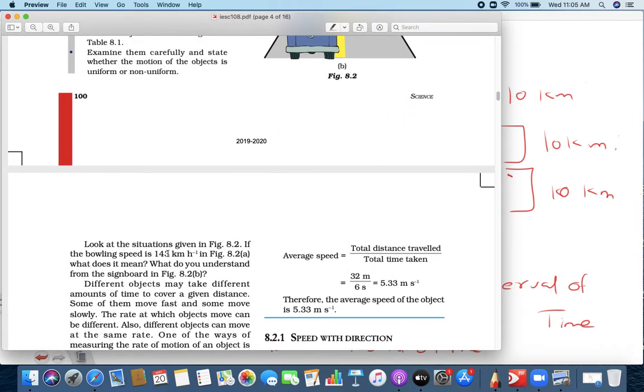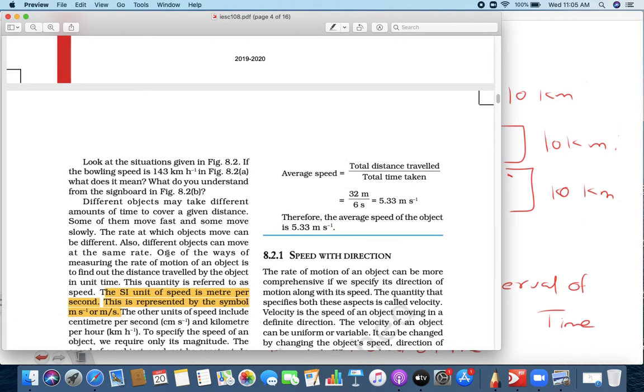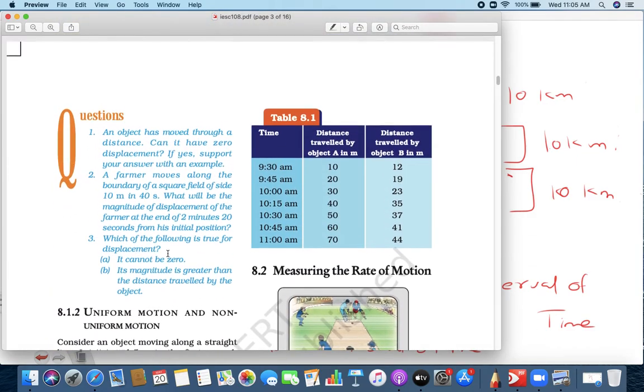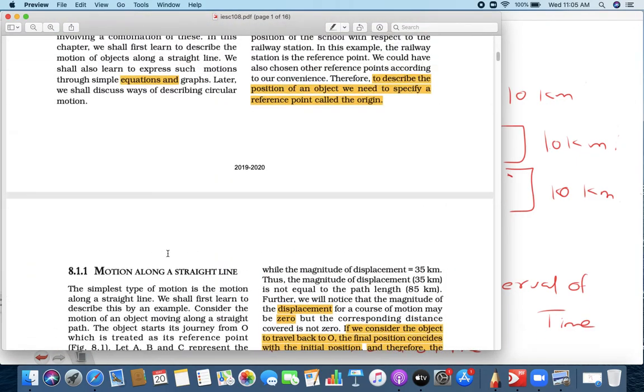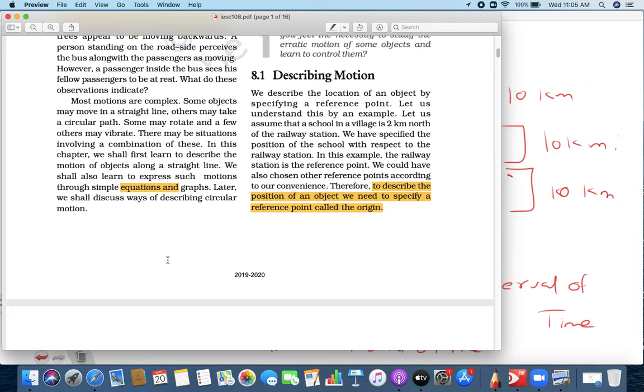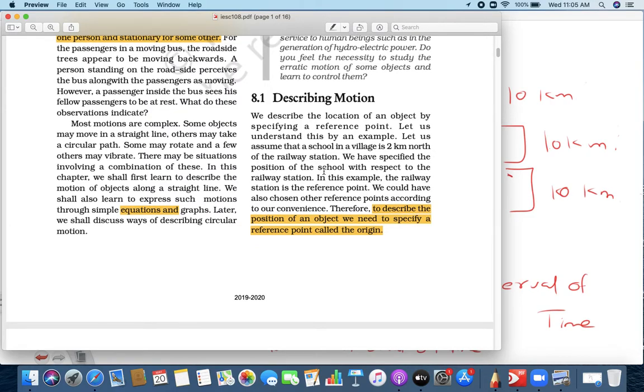So this is what we are talking about, uniform and non-uniform motion. We learned what is distance, what is displacement, what is uniform motion and non-uniform motion. So I'm wrapping up here. We have learned this so far.